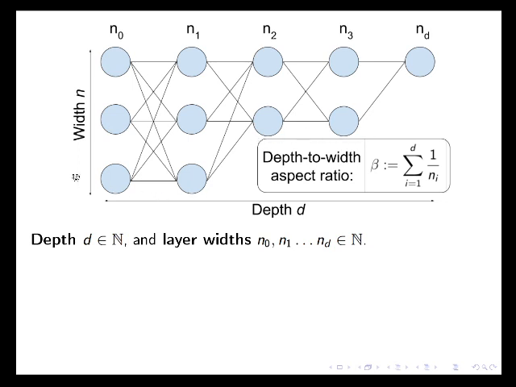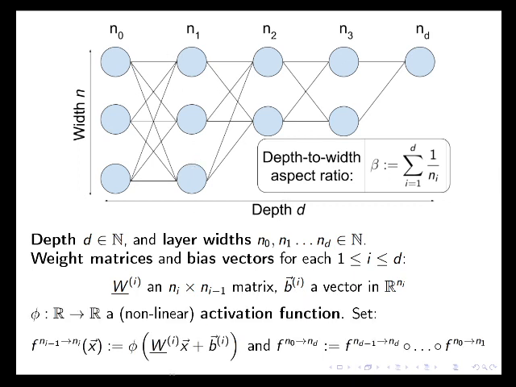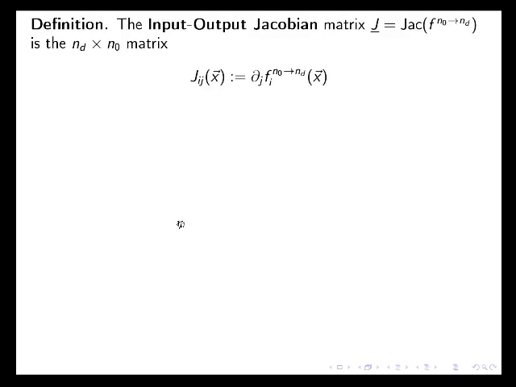although I think the method could easily work for any other type of architecture that you might imagine. But once you have the architecture fixed, we're going to have weight matrices at every layer, we're going to have bias vectors also at every layer, and we're going to combine them in the usual way with a nonlinear activation function applied entry-wise at every layer. So that's our neural network.